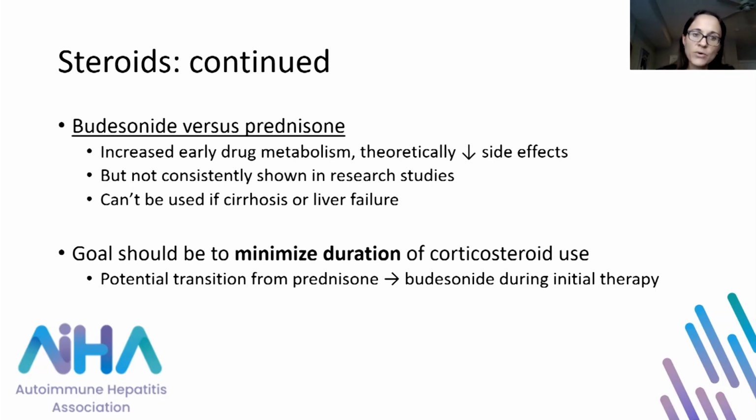The reality, though, is that when they've done research studies comparing side effects in autoimmune hepatitis patients with budesonide versus prednisone, you actually see very similar rates of side effects in many studies. Some do show improved side effects of budesonide, but it's not consistent. And then the other thing to remember is that budesonide really cannot be used in patients who have cirrhosis or liver failure. Those patients do have to get prednisone.